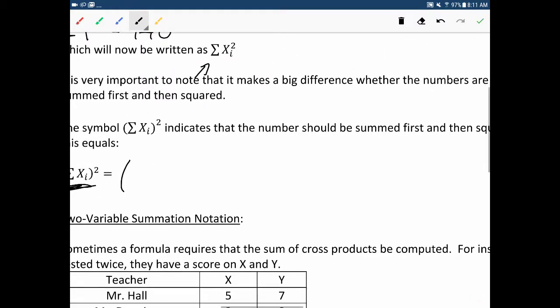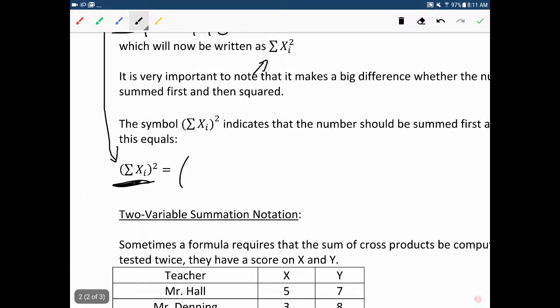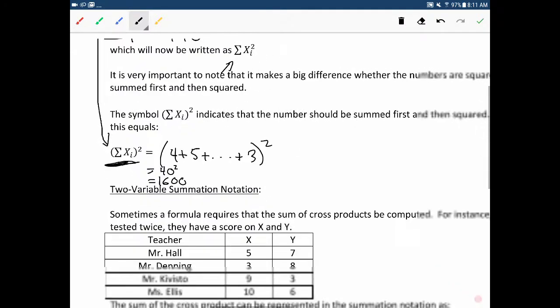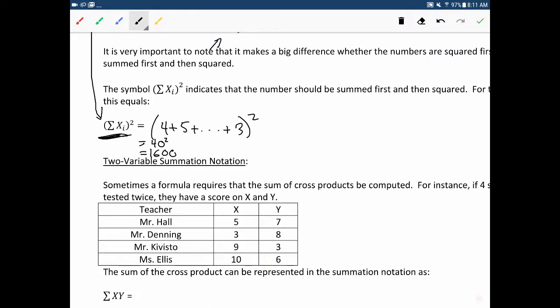So if I were to do this one, let's get back on the screen. I would just add them all up. So 4 plus 5 plus dot, dot, dot, plus, and it went up to 3, I think. Okay? And then we square it. You would actually get that 40 that we got before, and then you would just square it, which gets you 1,600. Which obviously is considerably larger than 170. So it's very important to see the difference between those two. Okay?